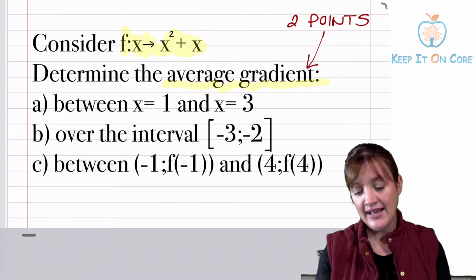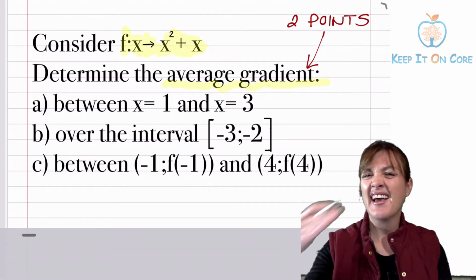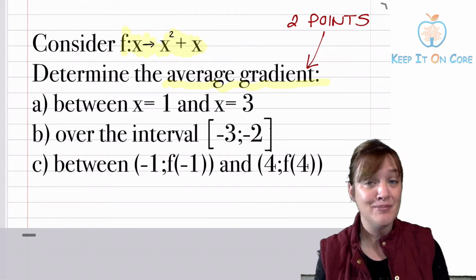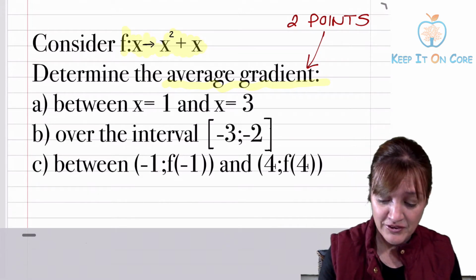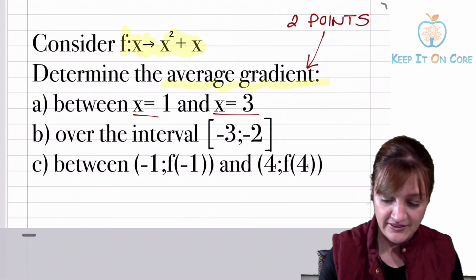Now, I like this example because it's giving you 3 different average gradients, but it's asking it in 3 different ways. I quite like that because you need to expect to see them in any one of these ways. So the first one is where we're looking for the gradient between where x is 1 and x is 3. That's pretty straightforward. Let's start that one over there.